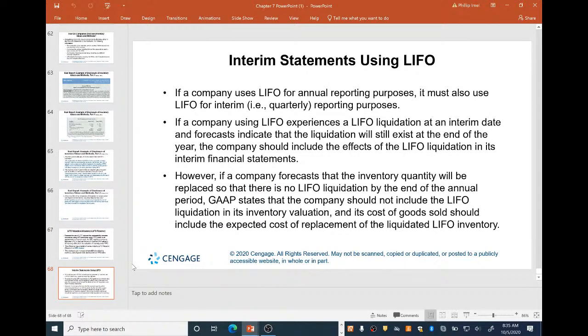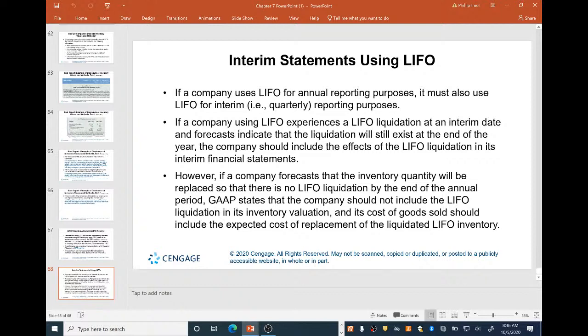So if a company uses LIFO for annual reporting purposes, it must also use LIFO for interim or quarterly reporting. If a company uses LIFO and experiences a LIFO liquidation at an interim date, and forecasts indicate that the LIFO liquidation will still exist at the end of the year, the company should include the effects of the LIFO liquidation in its interim financial statements. If a company forecasts that the inventory quantity will be replaced so that there is no LIFO liquidation by the end of the annual period, GAAP states that the company should not include the LIFO liquidation in its inventory valuation, and its cost of goods sold should include the expected cost of replacement of the liquidated LIFO inventory.